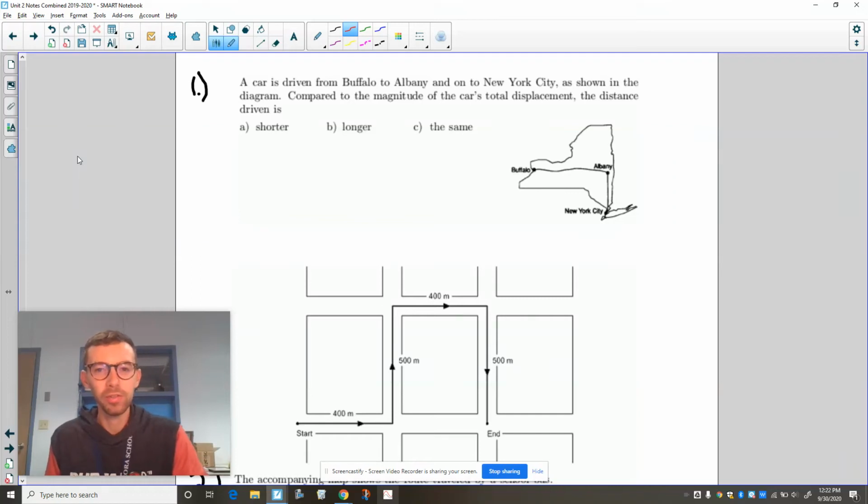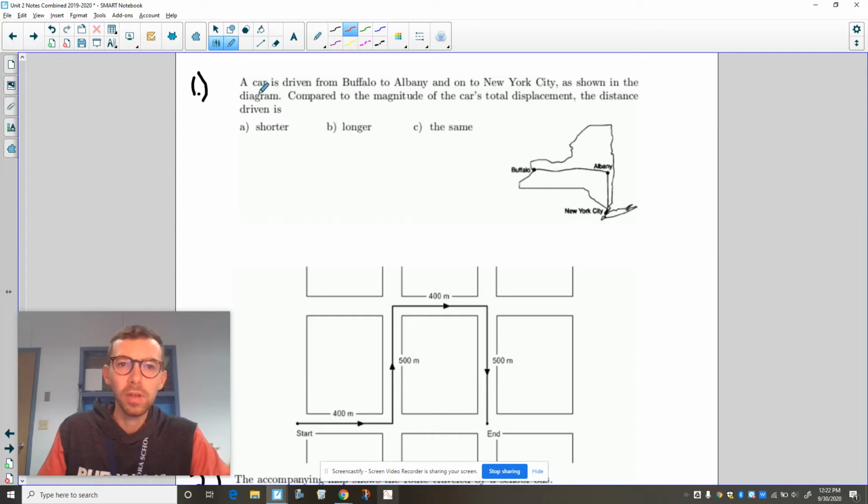Okay, here are those practice questions that I wanted you guys to try. So in this example, a car is driven from Buffalo to Albany and on to New York City. And they give you the map. That should look familiar. Compare the magnitudes.